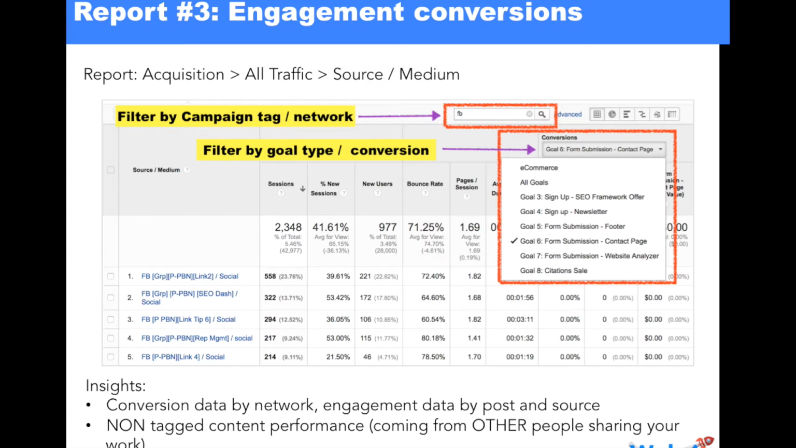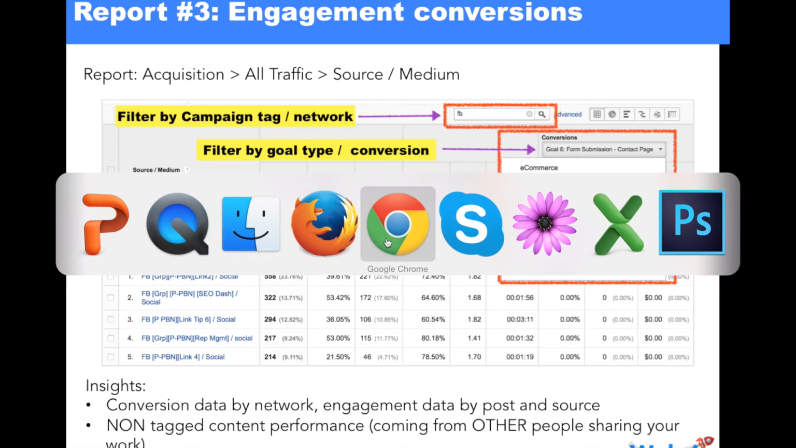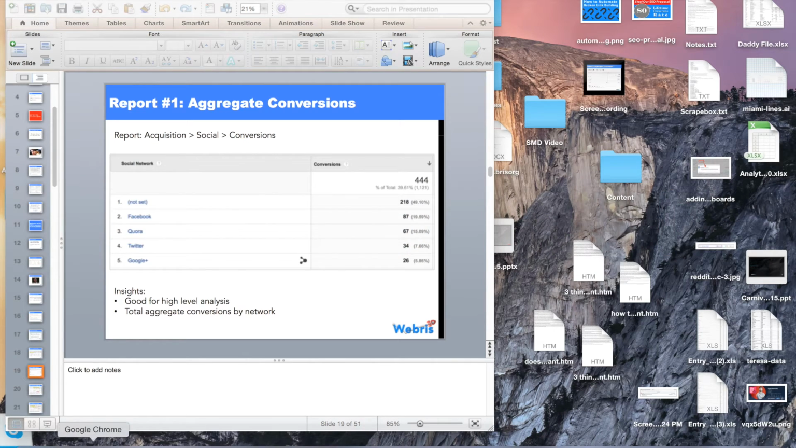The final report we're going to look at for this particular question is the engagement conversions report. Now, this is important because not all conversions are about form submissions or sales. Some of them are about engagement, right? Remember when I said I want to drive engaged visits to my blog? This is how I check it. So this is a very important report that I run more than any other report.